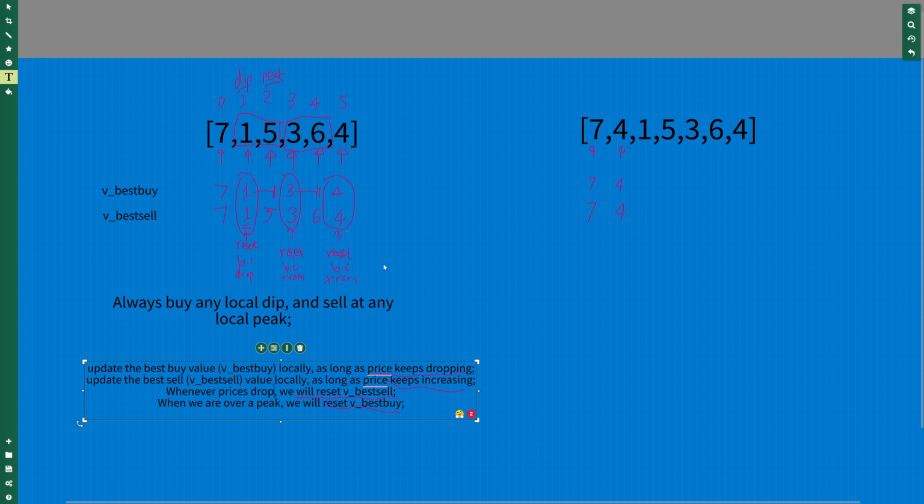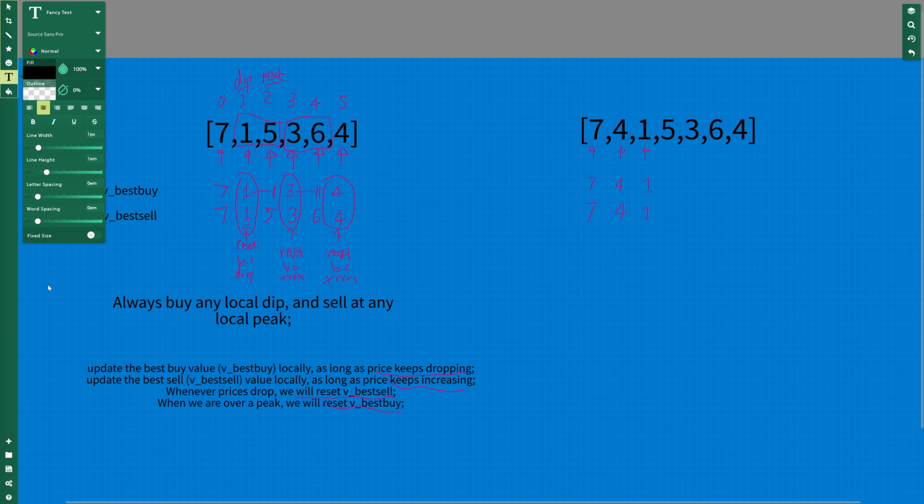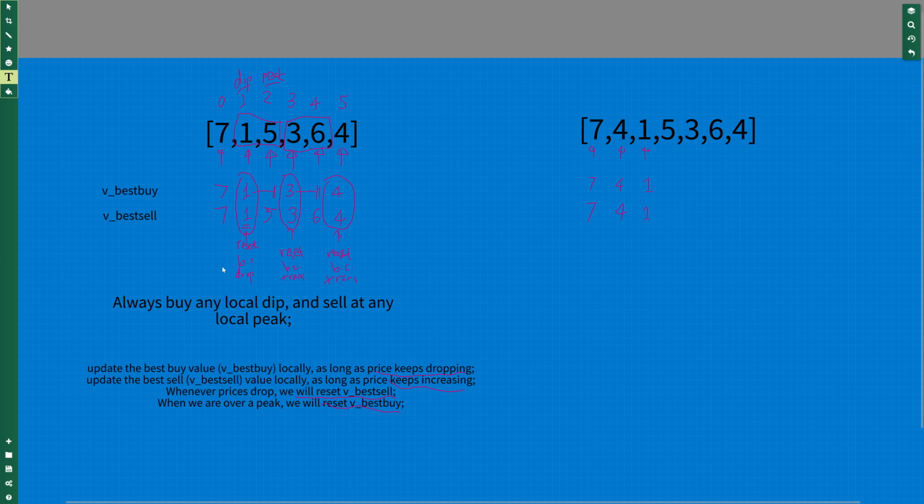Okay. And let's see once more when we are at this value 1 here. Do we update our best buy value? Yes, we do. Do we update our best sell value? Yes, we do. So we basically update those because of a price drop. So we have two occasions where we update both of them. One is when we have a price drop. That happens often, right? Another is when we have a transaction.